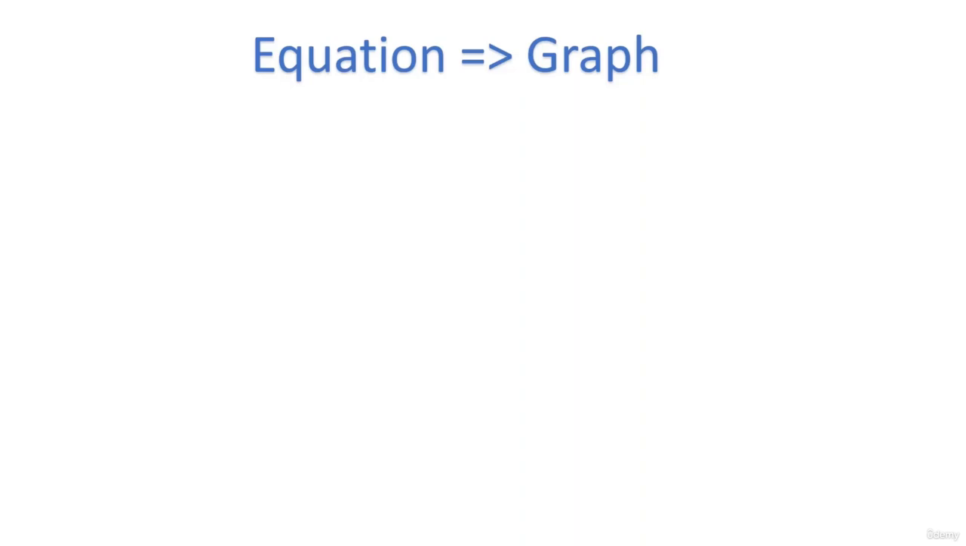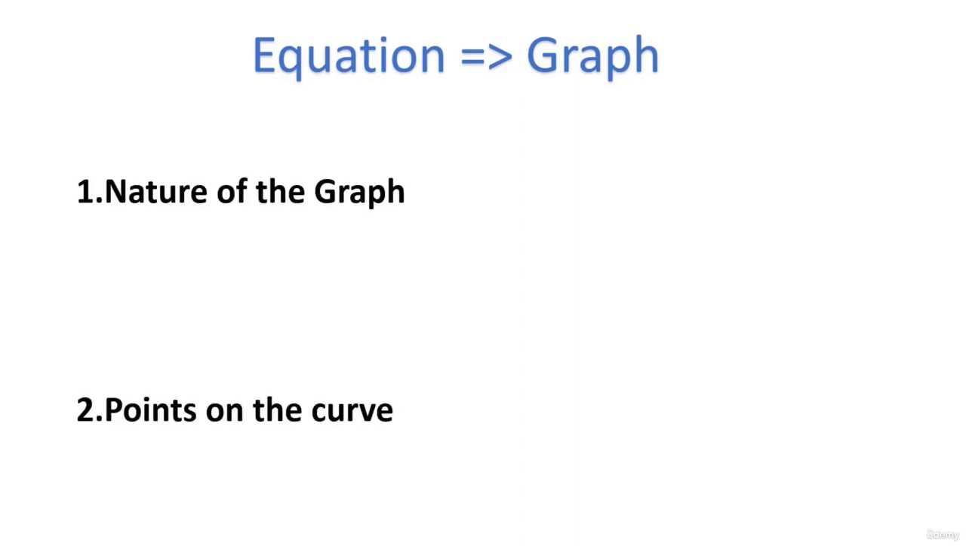Now, for plotting of graphs, we mainly require two things: the first is the nature of the graph, and the second is the points on the graph. Nature of the graph will come by some understanding of the different types of graph we come across. For example, whenever we saw ax plus by plus c equal to 0 in the previous classes, we saw that the graphs were straight lines, okay.